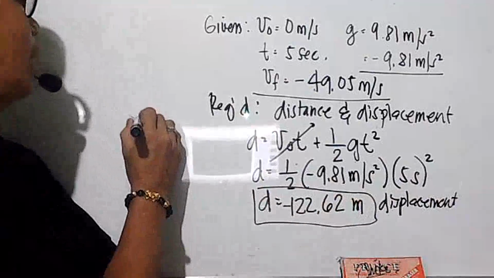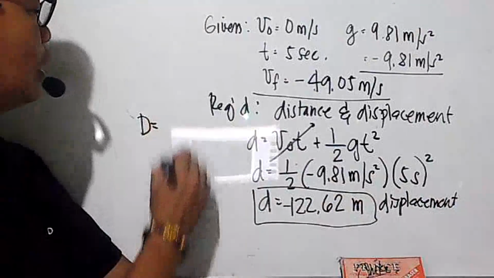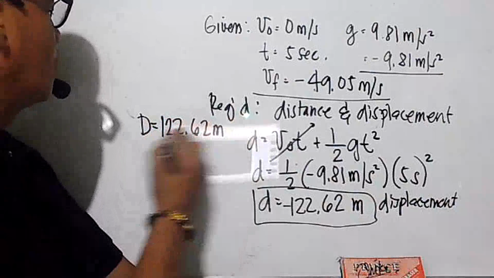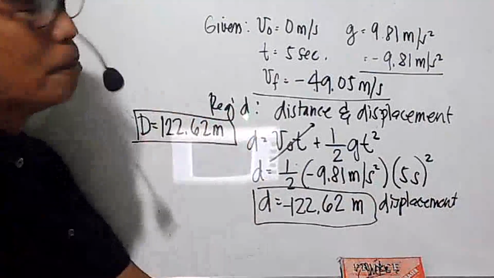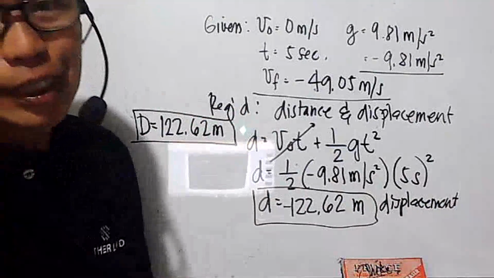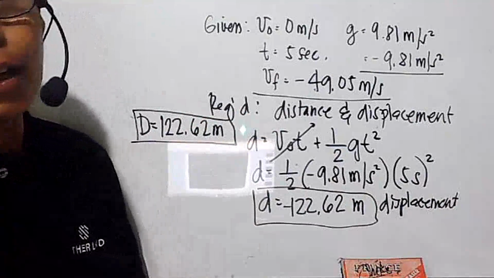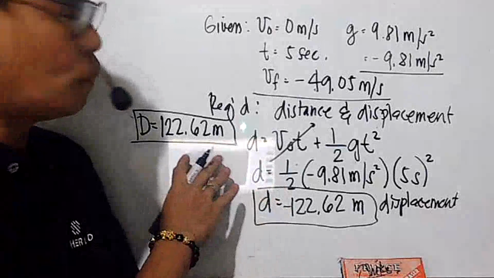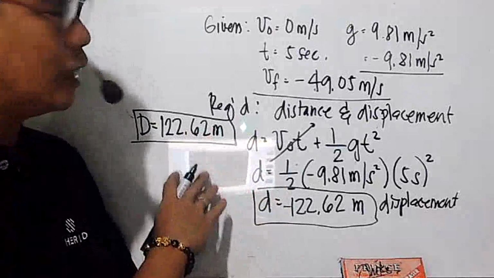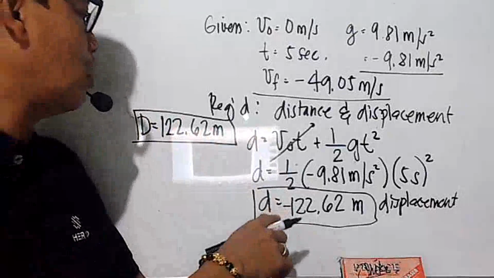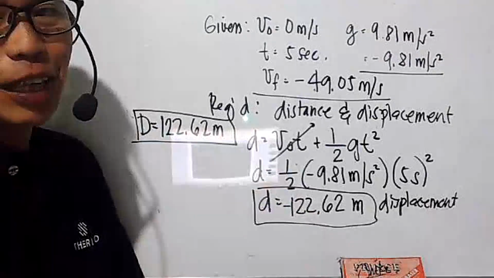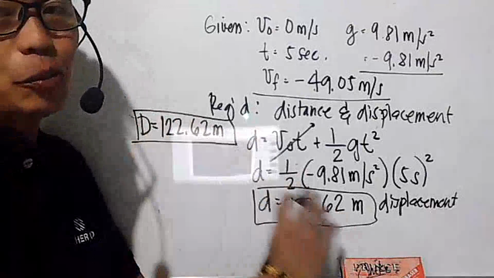Now, your distance now, I'll use a capital letter D for distance. No? Distance is 122.62 meters. So, I repeat, positive siya. So, walang negative na distance. And distance is a scalar quantity. So, therefore, your distance now is equal to 122.62 meters. And then, your displacement is equal to negative 122.62 meters. I think you could distinguish this one, no?